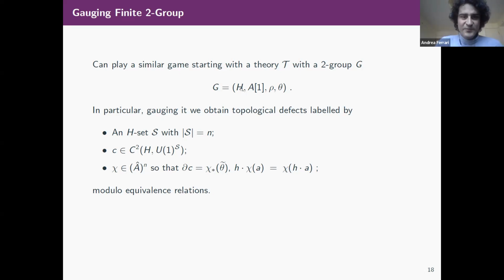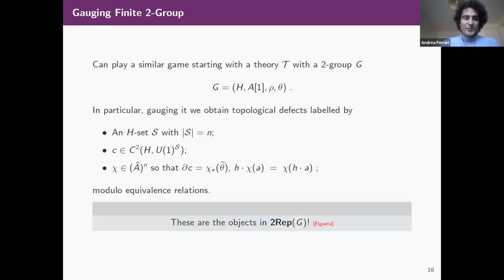Moreover, we have two actions of H on the collection of characters. One comes from the property of this being a G-set, and one comes from the homomorphism, and we want them to be compatible. Again, we can open our papers on 2-representations and actually check that this data here is the data for a 2-representation of G.